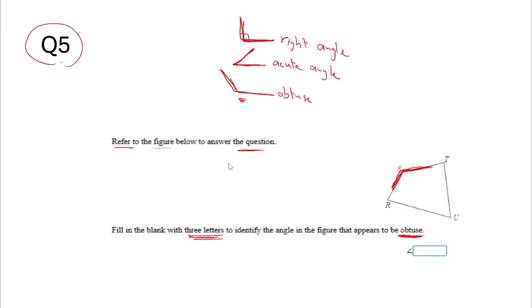So we need 3 letters to write the angle, so it will be TSR or RST. They are the same. So the angle is RST or TSR. Any one of them is a correct answer as long as the endpoint of the angle is in the middle. Okay, let's go to question number 6.